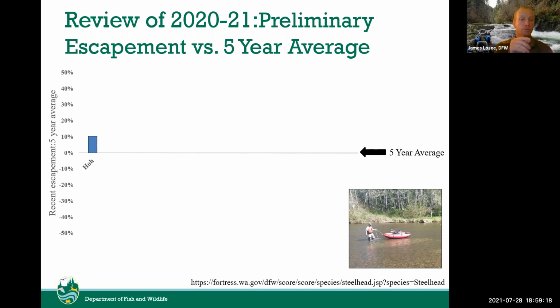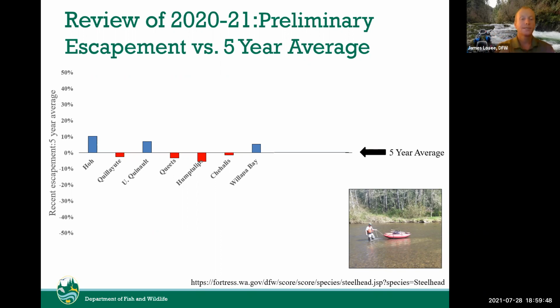So this little blue knob there, that's the Hoh River, and it demonstrates that on the spawning grounds, hot off the press, preliminary, this could change slightly, it looks like we had about 10% more fish on the spawning grounds than we had in the last 5 years. That's good news. But when we add the other populations that we're considering here, we see that they sort of bounce around this 5-year average. And a reminder, the 5-year average is not a sign of success in most systems.